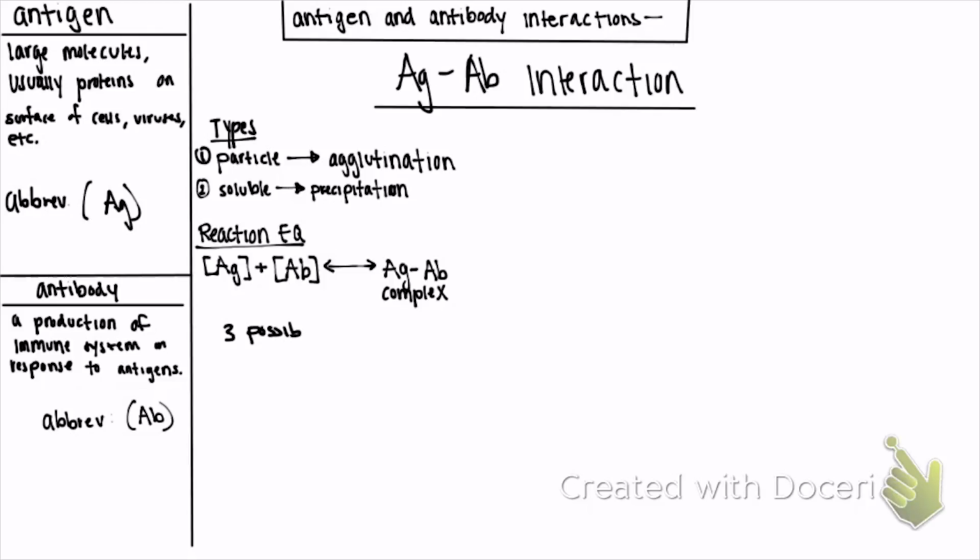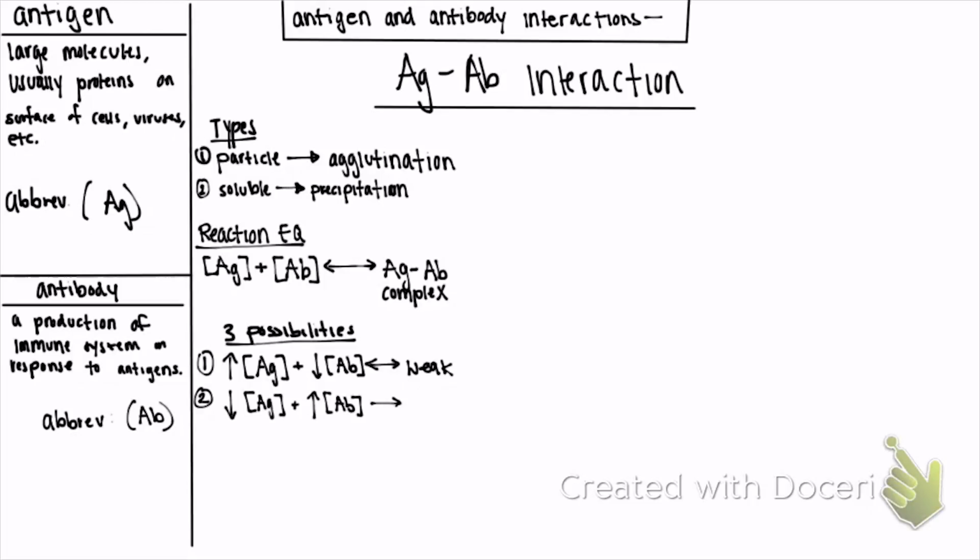There are three different possibilities. Actually, there's four different possibilities that you can have. So the first one is you have high concentration of antigen, and you add that in with a low concentration of antibodies. Now when they interact, you get an antigen-antibody complex that is weak. The second type is when you have a low antigen with a high antibody concentration. When they interact, you also get a weak interaction.